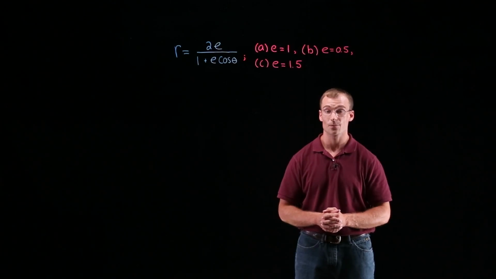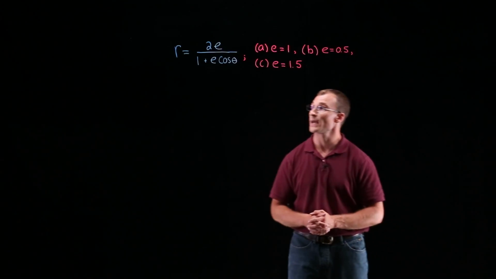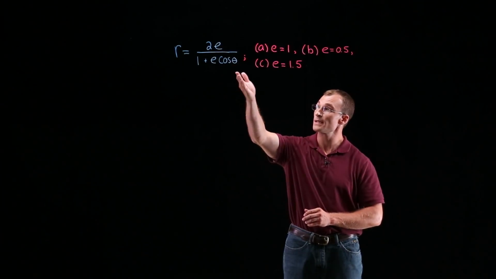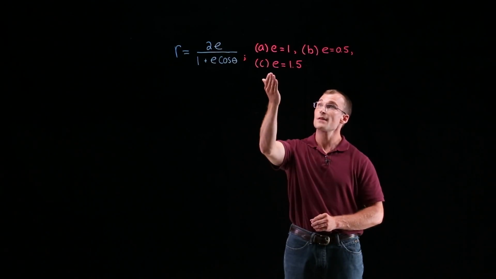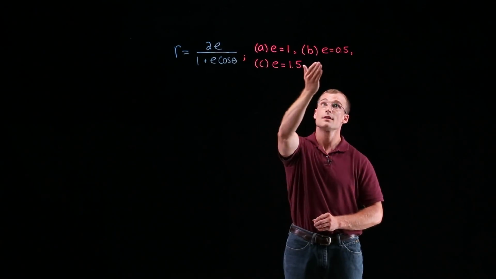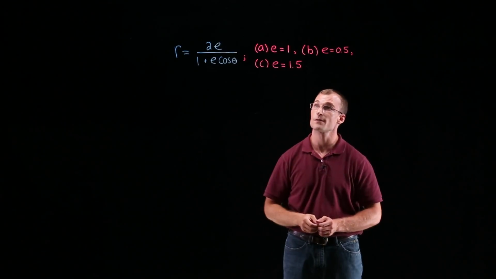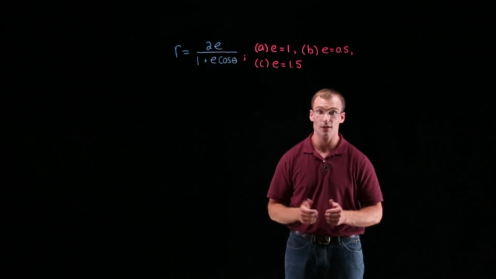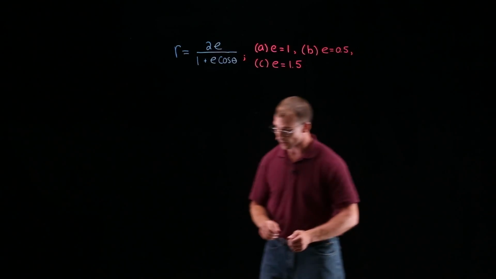Hi everyone, I'm Adam. In this problem, for the form of the conic that we have, in our polar equation, r equal to 2e divided by 1 plus e times cosine theta, for each of the values of e equal to 1, e equal to 0.5, and e equal to 1.5, we're going to identify the type of conic that we get, and then we're going to use a graphing utility to make a graph of that.